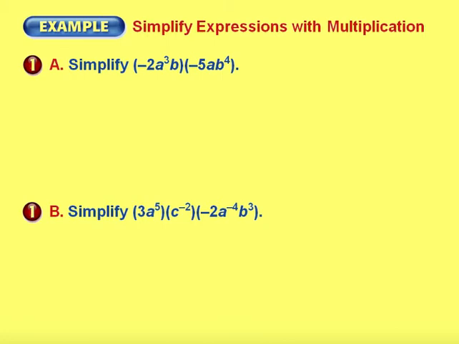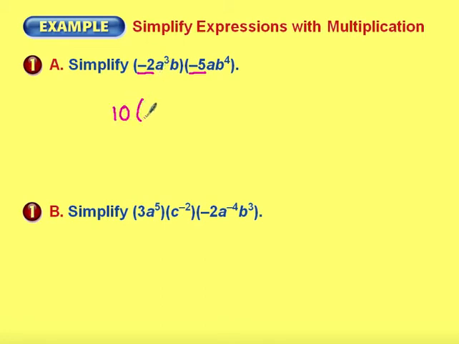So our first example: simplify negative 2a to the third b times negative 5ab to the fourth. Now everything's being multiplied. So what I'm going to do is multiply all of my like terms. I'm going to multiply my coefficients first. Nothing fancy there, just negative 2 times negative 5, and negative 2 times negative 5 is going to be positive 10.